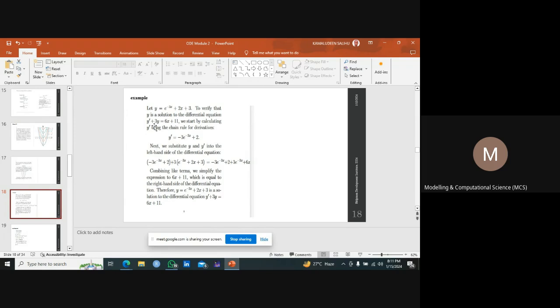Now, first of all, since there is a prime here, you have to differentiate the initial problem. And when you differentiate the exponential of negative 3x, you have negative 3, you bring it down. Then plus, when you differentiate 2x, you have only 2. When you differentiate a constant, you have 0. Now, having y and y prime, we can substitute into y prime plus 3y. Maybe we are going to have our 6x plus 11. So let us do it and see.